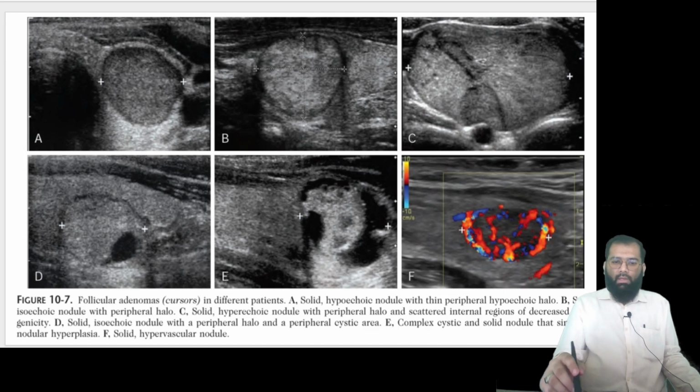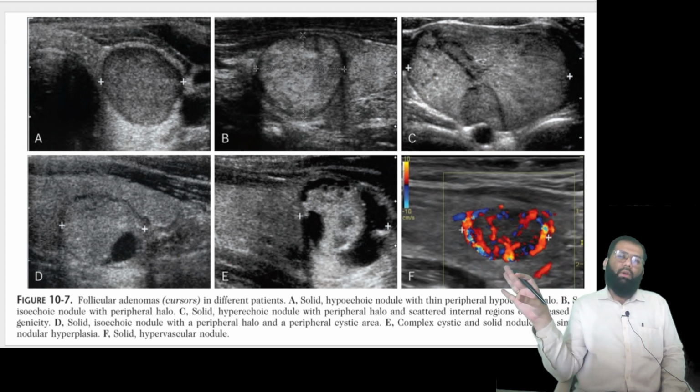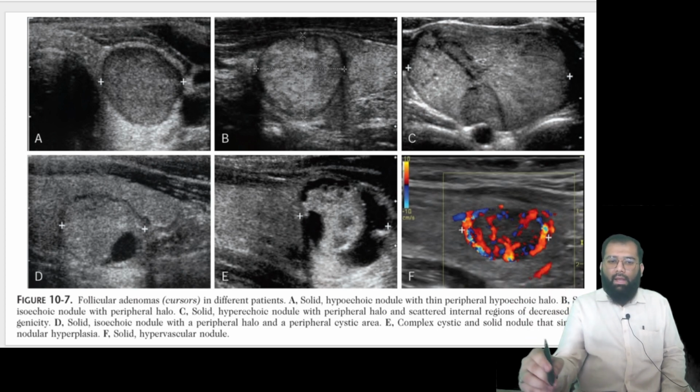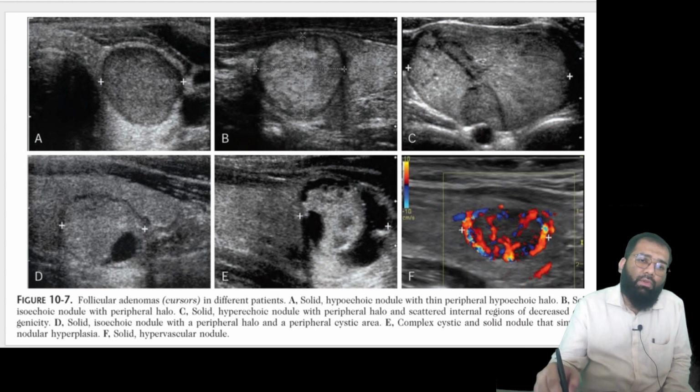Get ready. So now these are 6 images in different patients. If you look overall, other than image E, most of them are solid lesions. Image E is solid cystic, so I'll talk about that also. And all these lesions turned out to be follicular adenoma on FNAC and biopsies. Okay. Now, let us come to image A, first image.